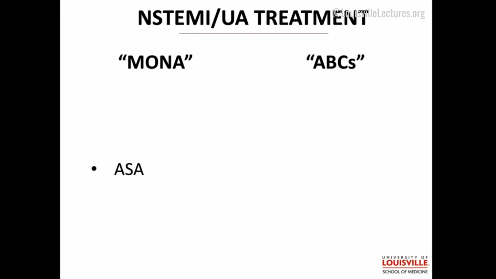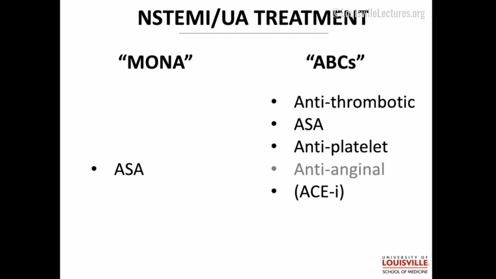Instead, I use the ABCs. An antithrombotic, okay, so that's going to be my anticoagulant. IV heparin is going to be your most common one. Aspirin, your antiplatelet agent. So you're going to be thinking of clopidogrel, prasugrel, ticagrelor, one of these. The anti-anginal is in gray because, yes, we can give nitro to help with the anginal pain, but just remember it's not life-saving or not proven to be life-saving.